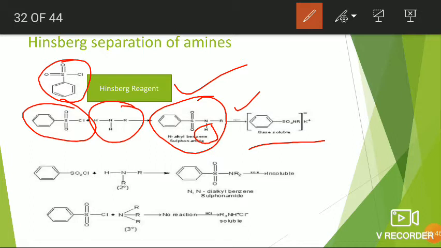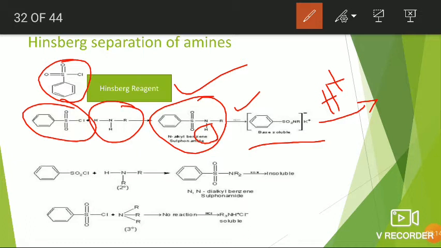This salt can be treated with acid, H plus, and due to the hydrolysis of this salt, we get the primary amine salt. The primary amine salt in the next step is treated with base to get pure primary amine.